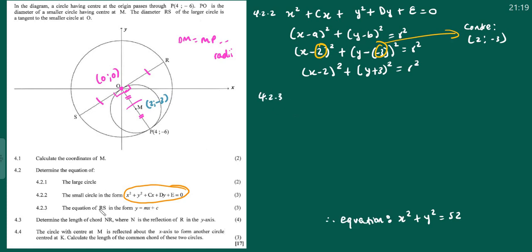4.2.3, the equation, oh wait, we're not done though. Why am I rushing? Now we need to get r. The circle is passing through P, so I can also substitute P. So x is 4, and then y is negative 6.